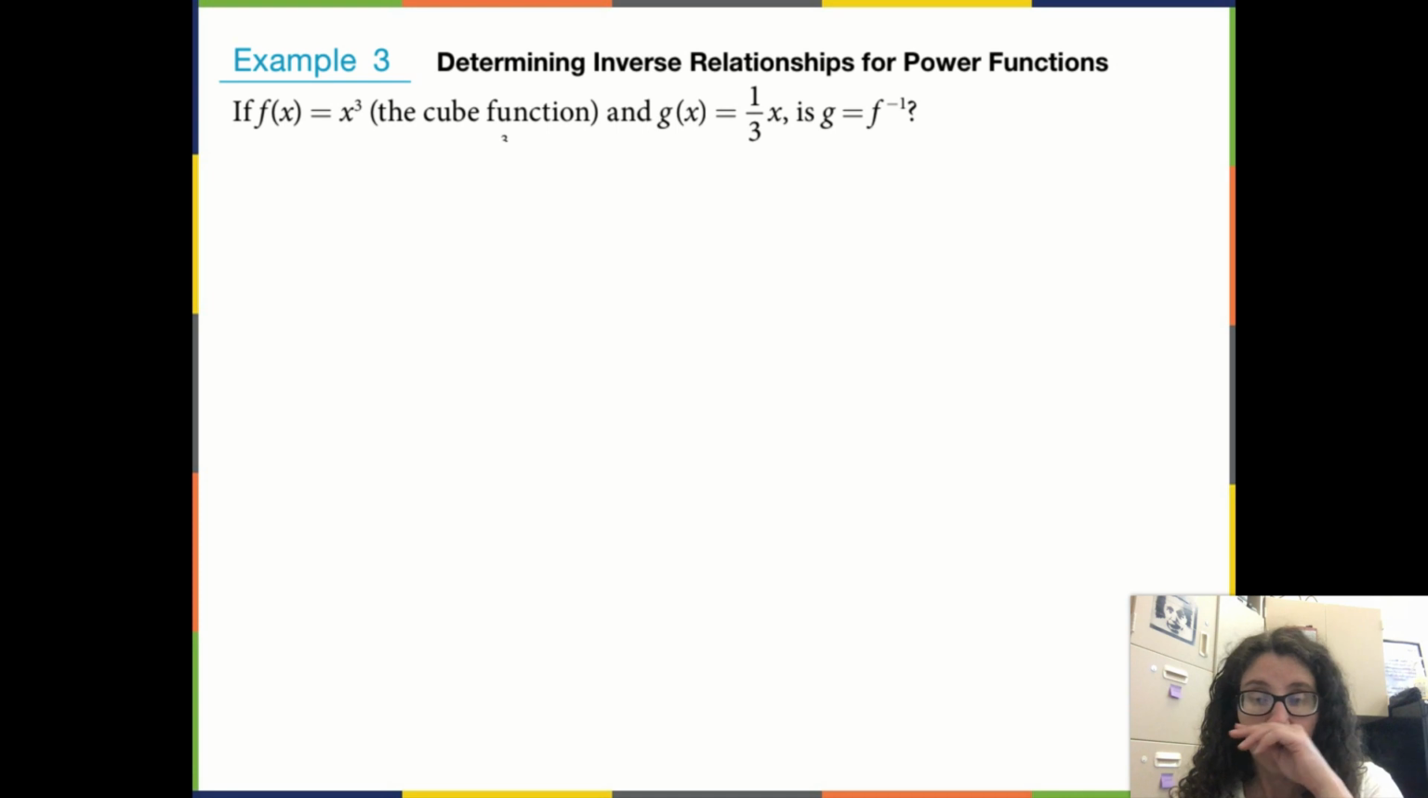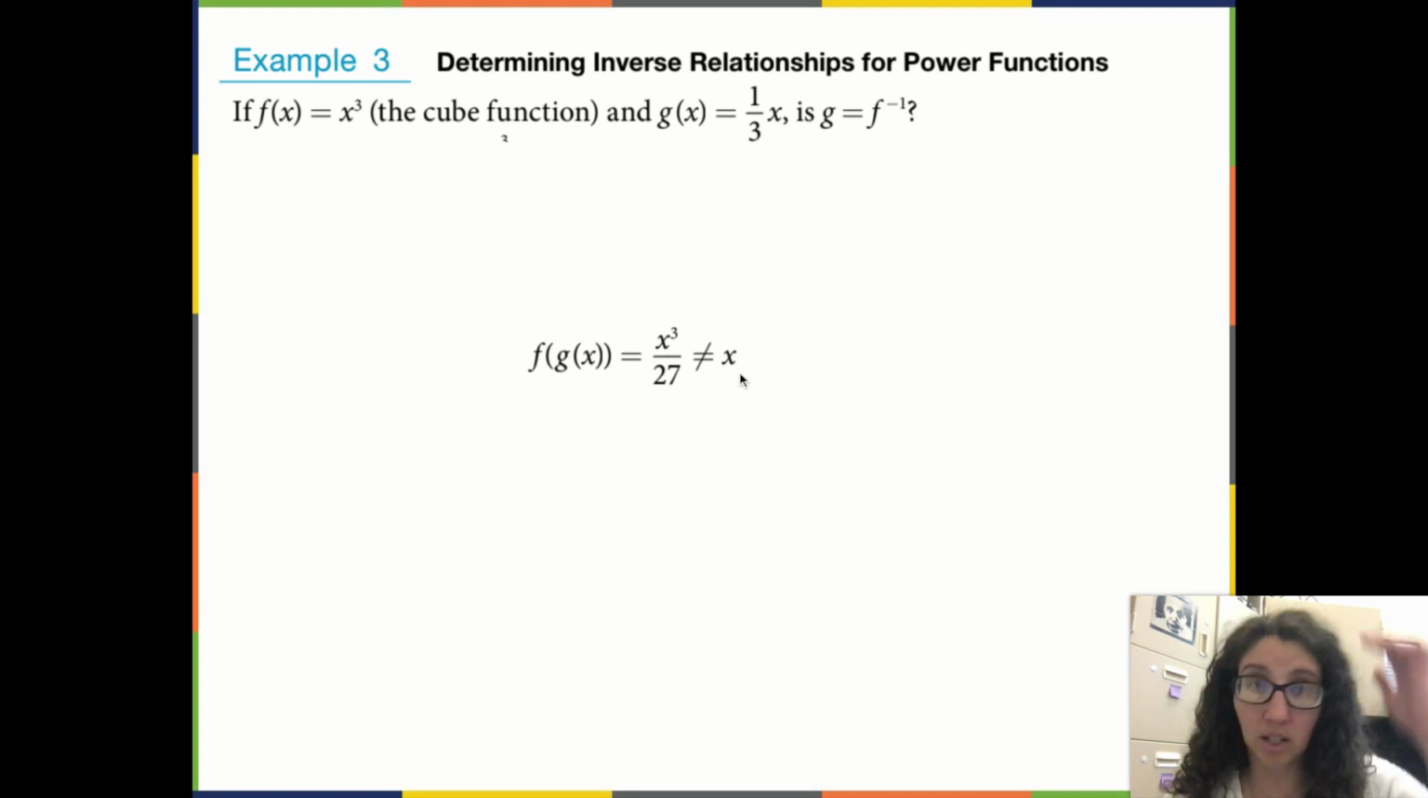Here's another one. If f of x is x cubed, and g of x is 1/3 x, are they inverses? You could pause and check it out. Well, f of g of x, so we're going to put 1/3 x into this function, is going to give us 1/3 x, the whole thing cubed, which is going to be x cubed over 27. Is that the same thing as x? It is not. Okay, so these are not inverses.